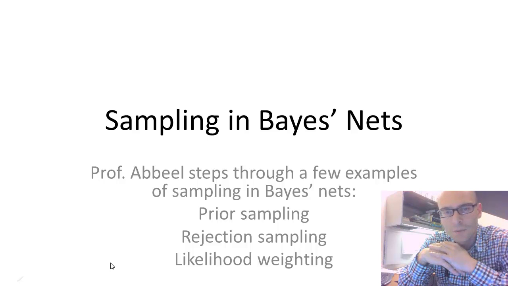Hi, in this video we will look at sampling in Bayes nets. I'll step through a few examples of sampling from just a regular joint distribution you're provided with, a conditional distribution, and then we'll look at various Bayes net sampling methods.